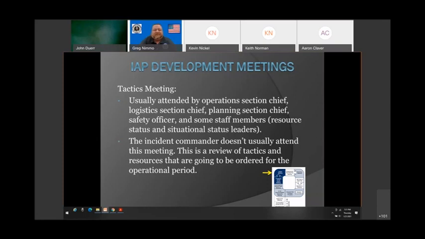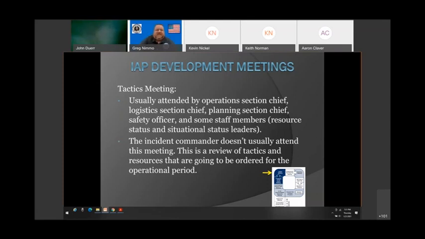At that tactics meeting in that top left, that's usually not attended by the incident commander. Again, this is tactical. This is the operations person. This is planning working together to make sure that they're working towards the resources and the safety concerns that are needed in order to institute the objectives the incident commander is given.